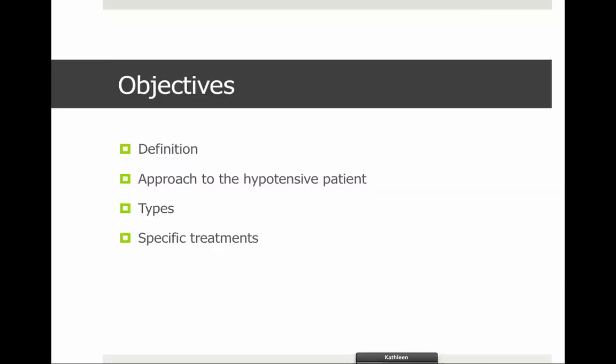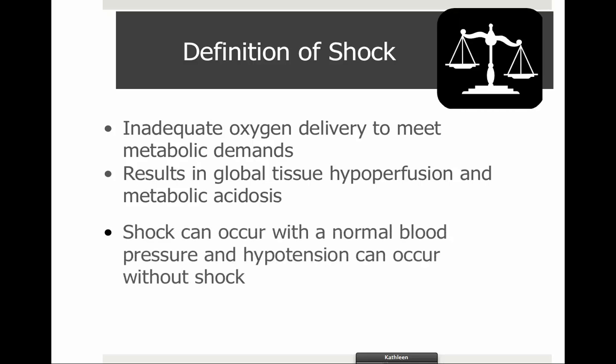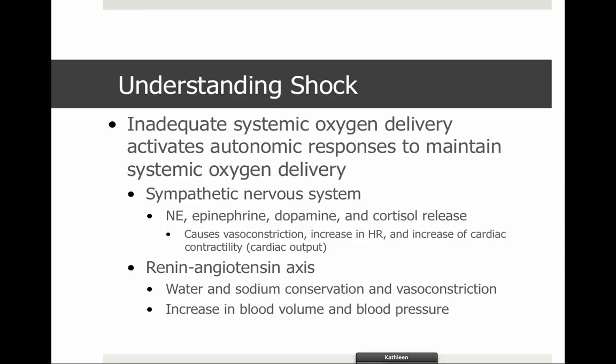So the objectives for this is we want to define the different types of shock and the specific treatments, and specifically the approach to someone who's hypotensive. So the definition of shock is inadequate oxygen delivery to meet cellular and organ needs. This results in global tissue hypoperfusion, and it really causes metabolic acidosis. Shock can occur with a normal blood pressure, and hypotension can occur without shock. So remember that you can have someone with normal vital signs and they can be in shock. That is a take home.